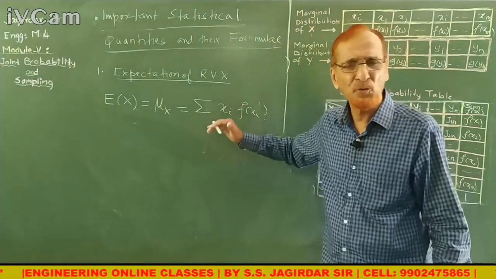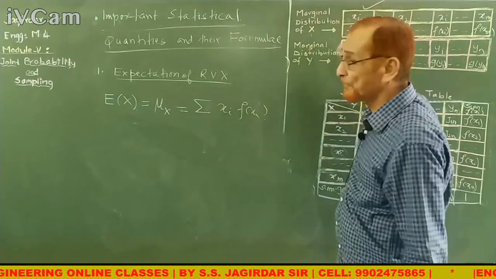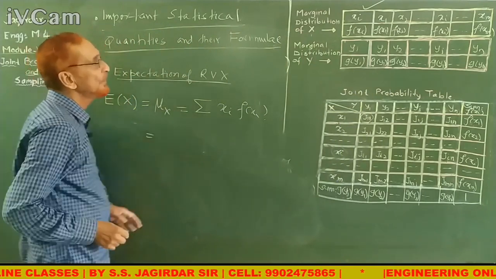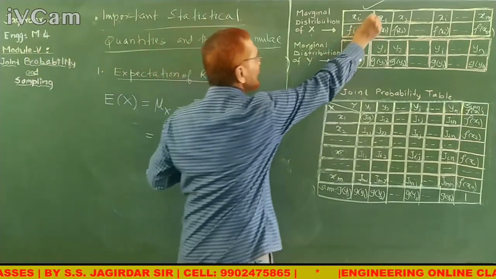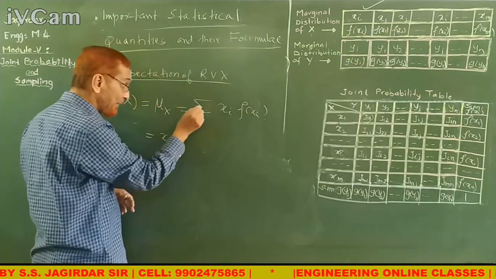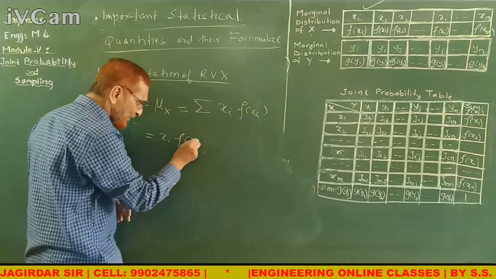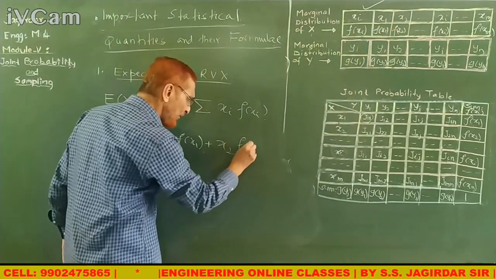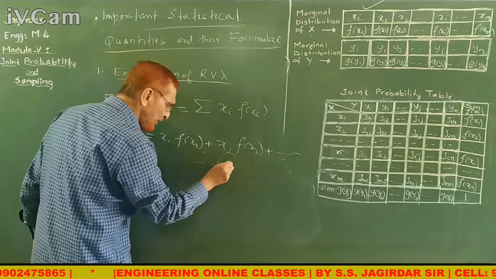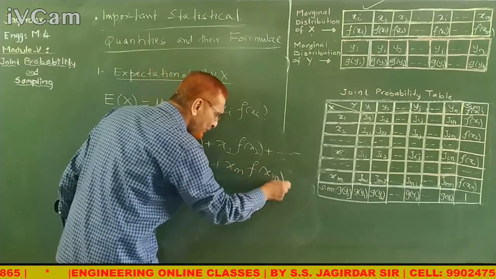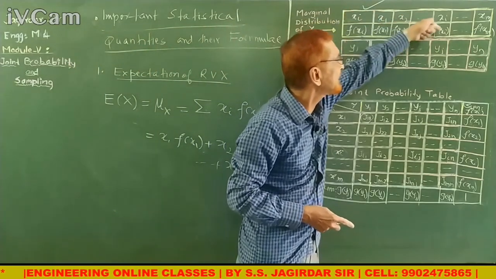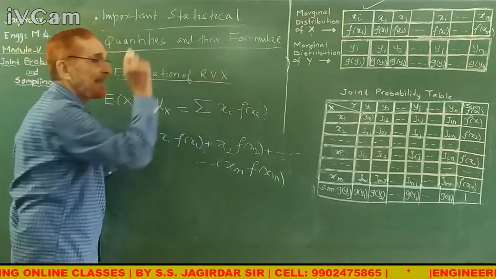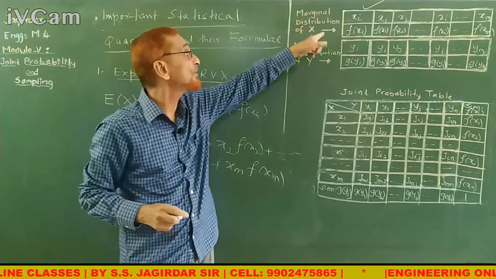What is required to work out this formula? This table is important, that is, the marginal distribution of X. If it is available, you can easily do it. How? E is equal to sigma XI and FXI, the corresponding values. So, you take X1 FX1 plus X2 FX2 plus and so on, up to XM FXM. If you multiply these quantities correspondingly and add them up, you will get the value called the expectation of X. This is how you obtain it using the marginal distribution of X.